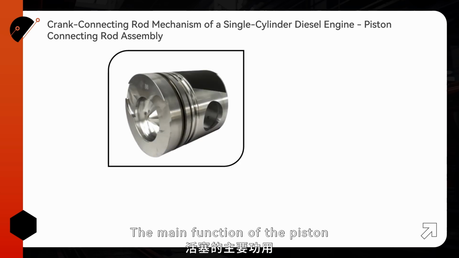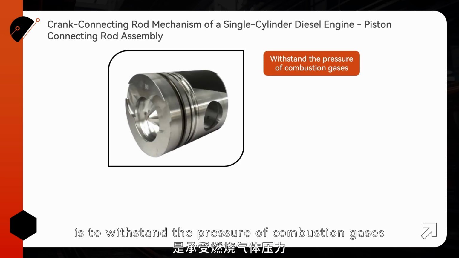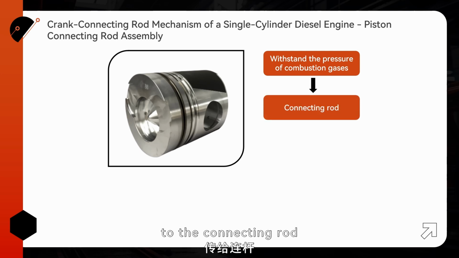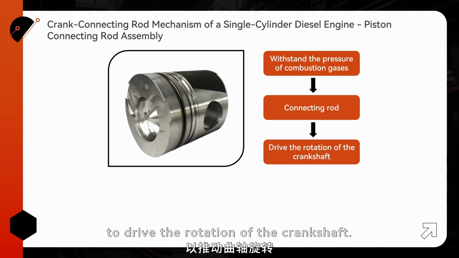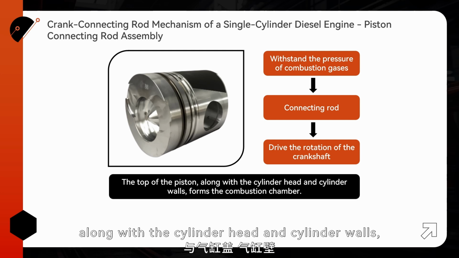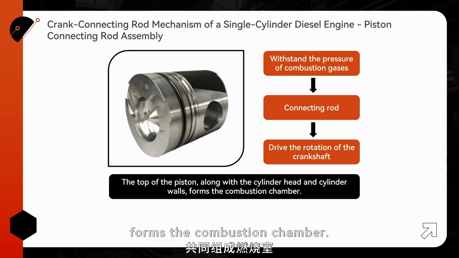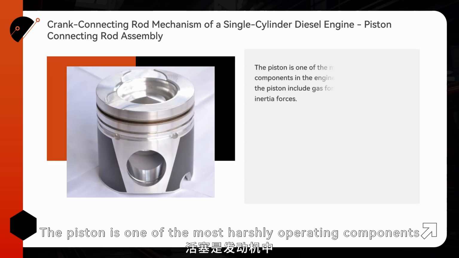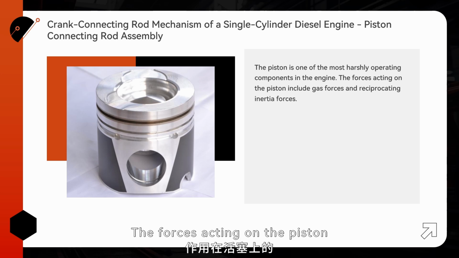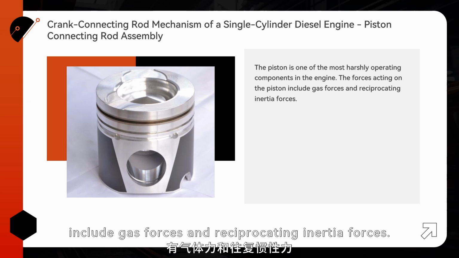The main function of the piston is to withstand the pressure of combustion gases and transfer this force through the piston pin to the connecting rod to drive the rotation of the crankshaft. Additionally, the top of the piston, along with the cylinder head and cylinder walls, forms the combustion chamber. The piston is one of the most harshly operating components in the engine. The forces acting on the piston include gas forces and reciprocating inertia forces.